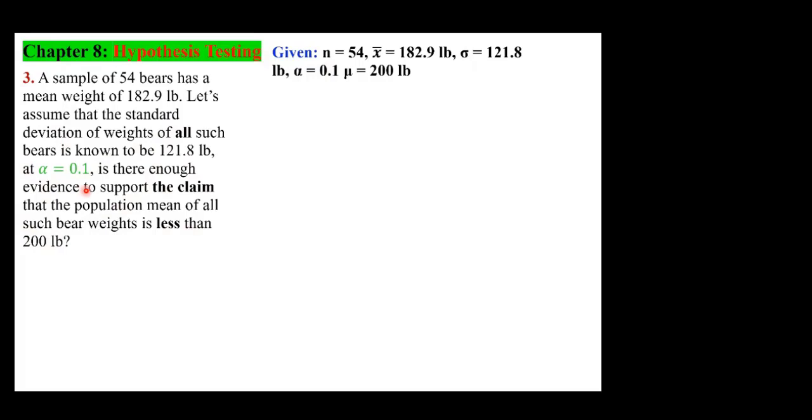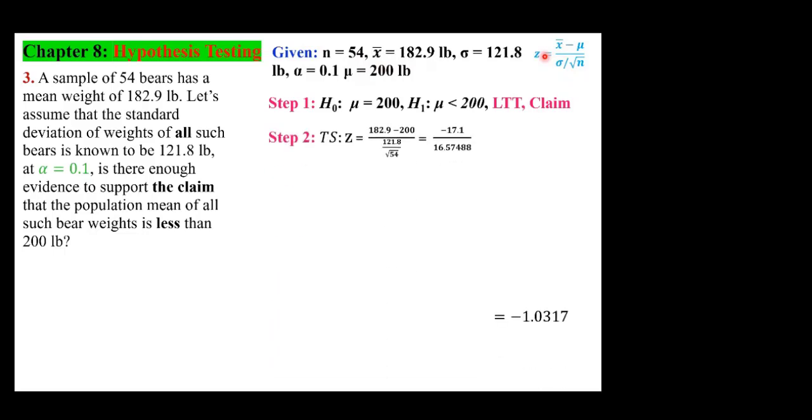So let's start. The first step, H0, mu is 200. H1, mu is less than 200. This is a left-tailed test, and that is the claim. Let's calculate the test statistic. Z is x bar minus mu over sigma over square root of n. Again, everything is given here, just plug in. And it results in the following, negative 1.0317.